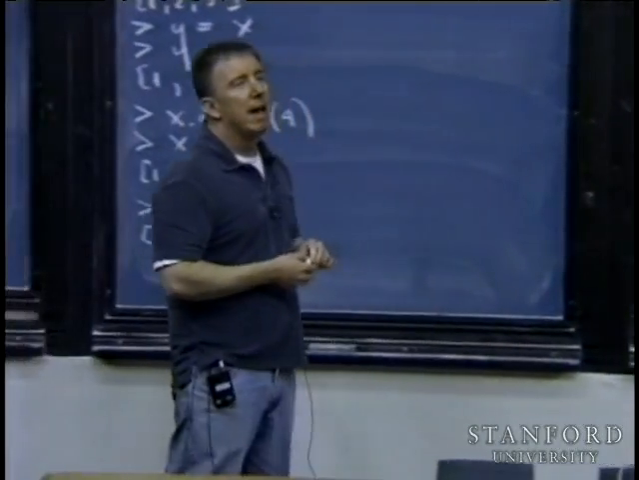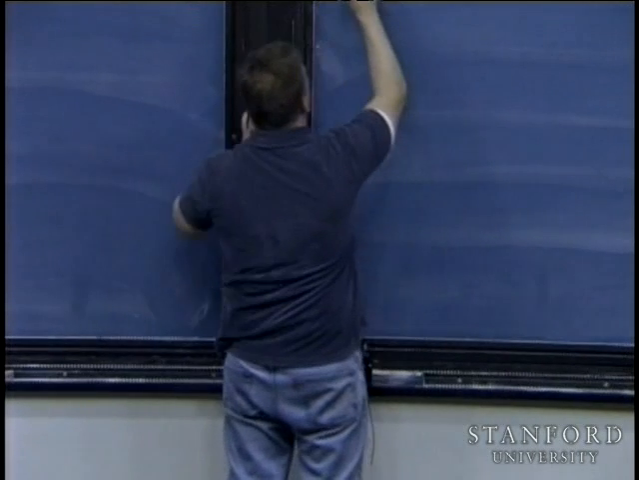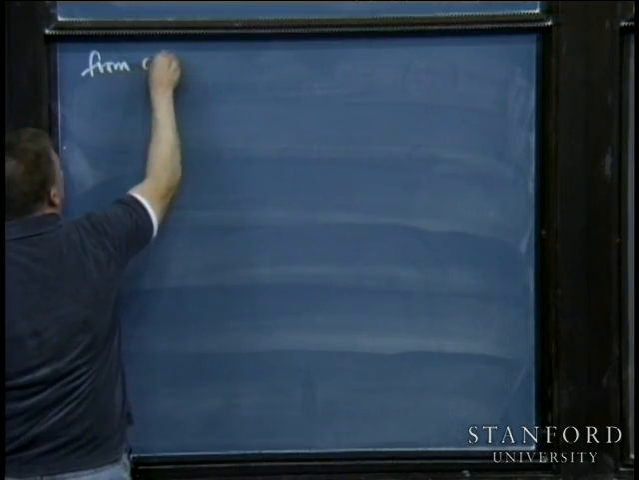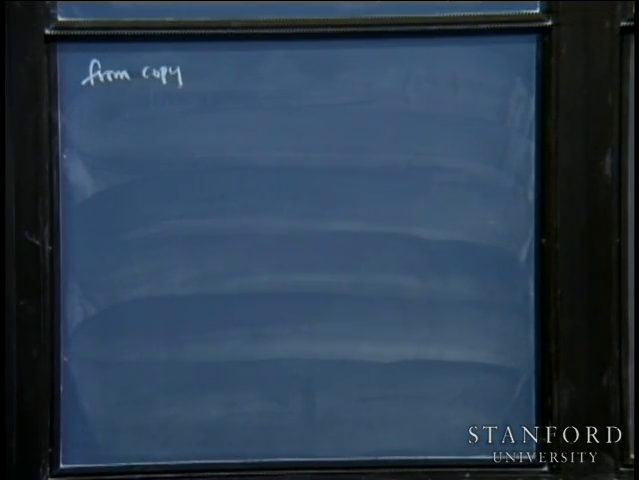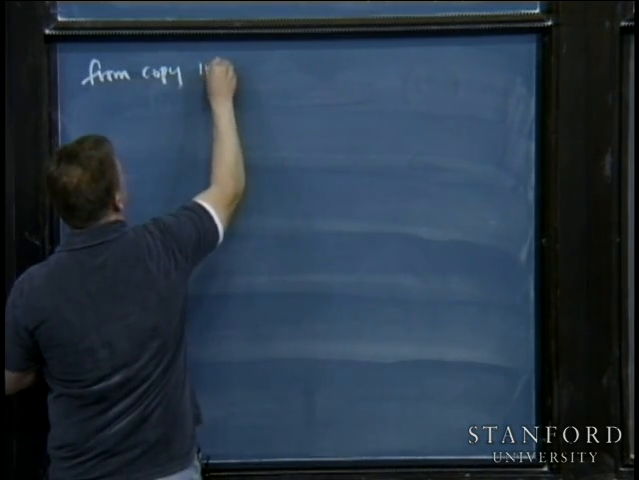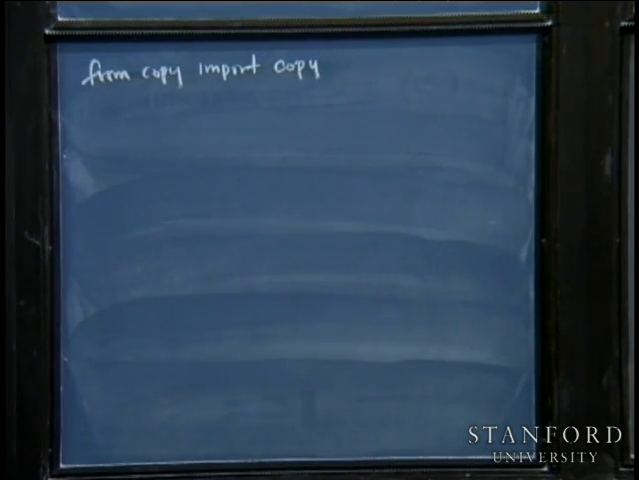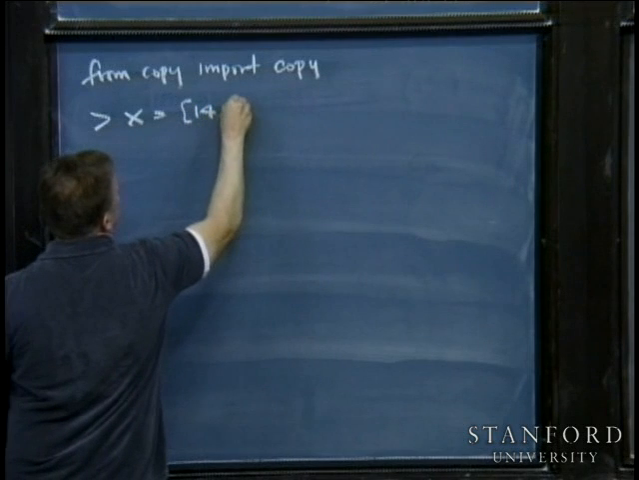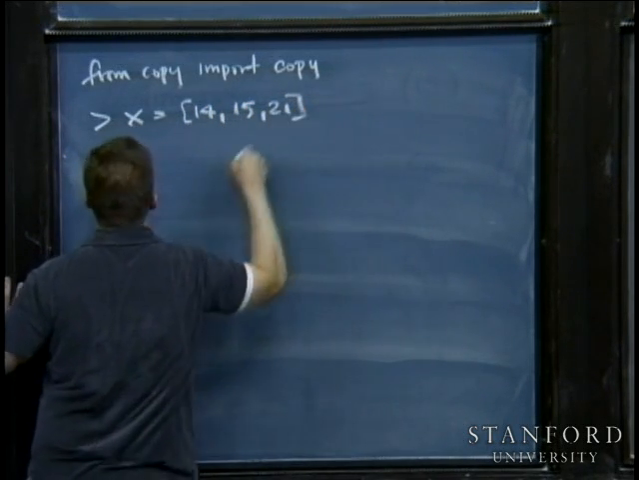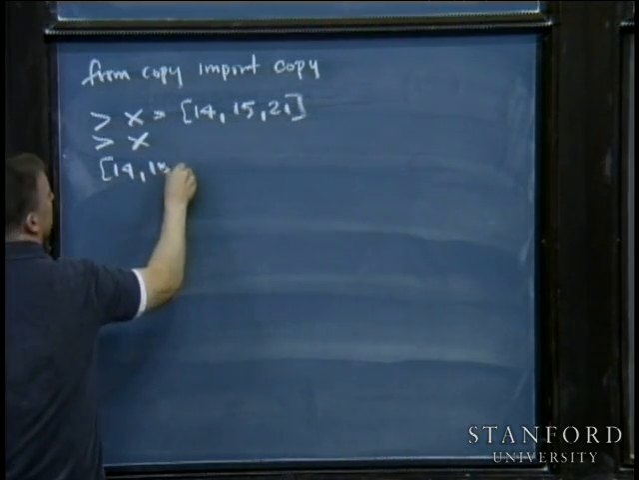If you want to make a copy, there's two ways you can do it. There is a module called copy. I suspect it's not written in Python. I'm suspecting it's written in C. But I can import something called copy. There's actually another function I'll talk about in a second. If you want to clone an object, X is equal to 14, 15, 21, and you print out X, you will get 14, 15, 21.